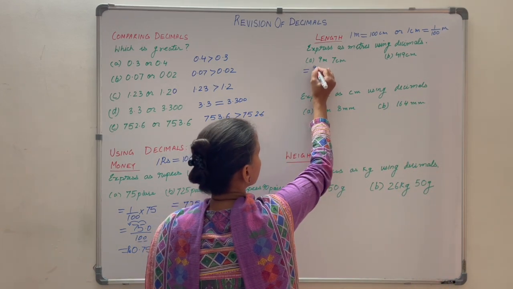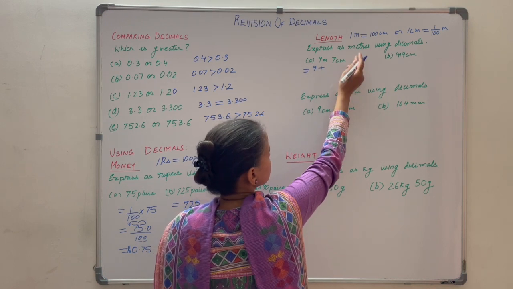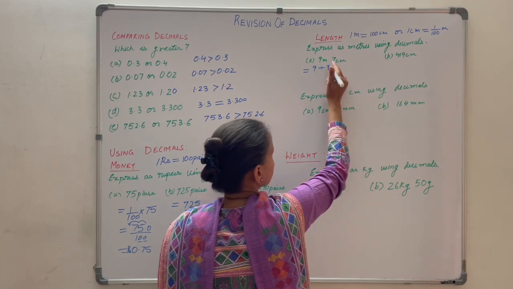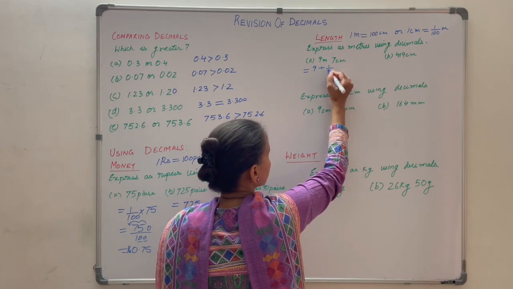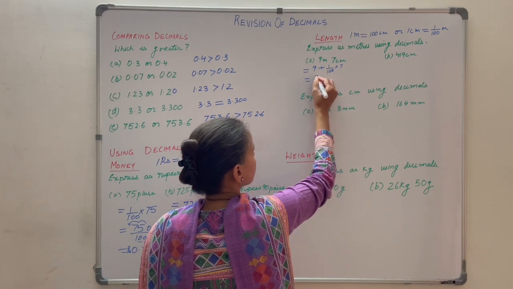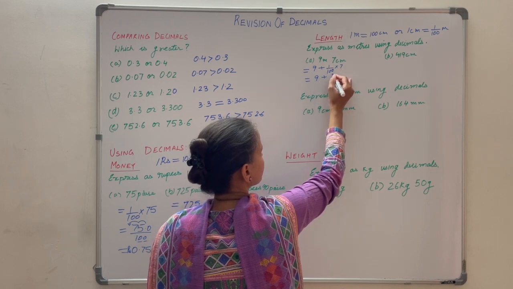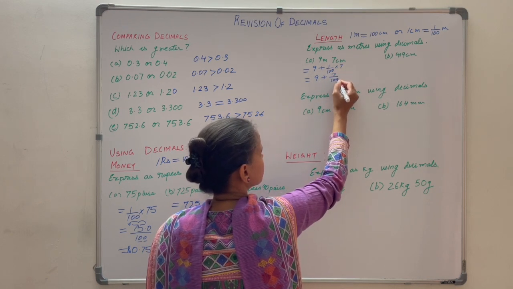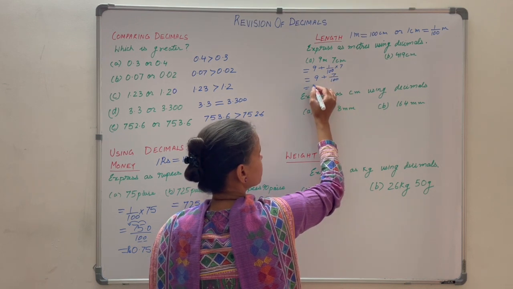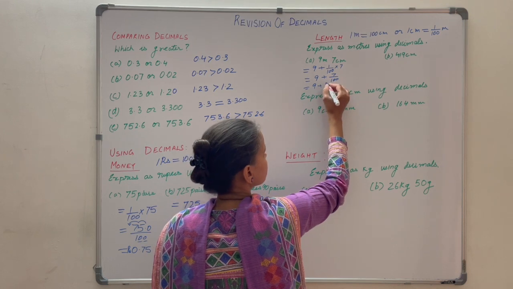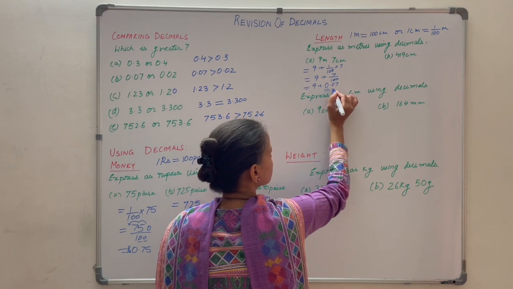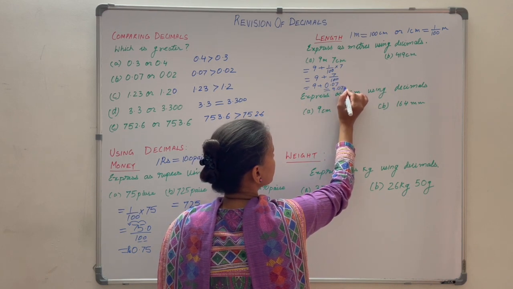So 9 meters you write it as it is. Centimeters has to be converted to meters. So 1 centimeter is 1 upon 100. So 7 centimeter is 1 upon 100 into 7. So this is 9 plus 7 into 1 is 7 upon 100. So 7 divided by 100 means decimal points will move 2 digits towards left hand side. So you get 0.07. So what is the answer? 9.07 meters.